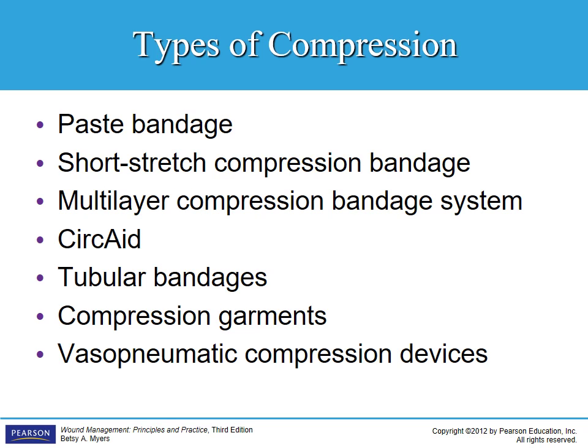There are multi-layer compression bandage systems. Circaid is a compression system that velcros on, so it's easier to take on and off, because a lot of compression garments are really difficult to get on with so much compression. A Circaid has Velcro, so you put it on and literally Velcro it to create that compression. There are tubular bandages if you just need lighter compression. Then there are compression garments, which we talked about measuring for, because they can be custom made. And then there's also a vasopneumatic compression device, and these are the pumps.